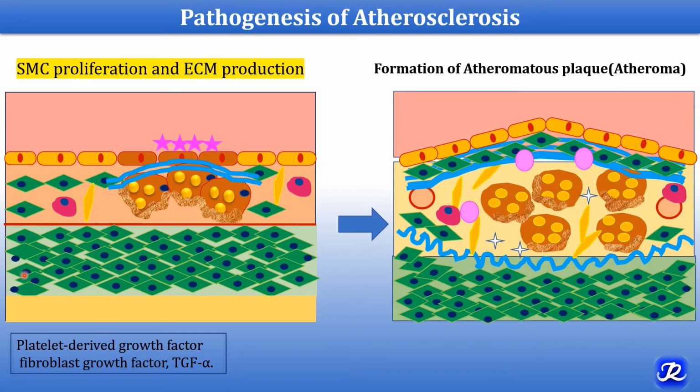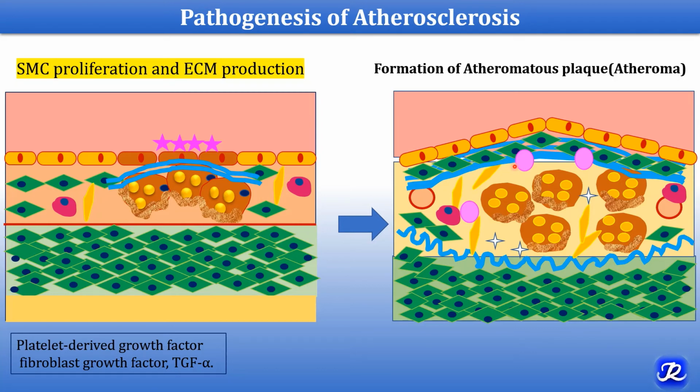This is the schematic representation of atheromatous plaque, which shows a necrotic center which consists of cell debris. It has necrosed macrophages, cholesterol crystals, foam cells, and calcium. And this is a fibrous cap which is made up of smooth muscle cells, then lymphocytes, collagen, elastin, proteoglycans, etc.